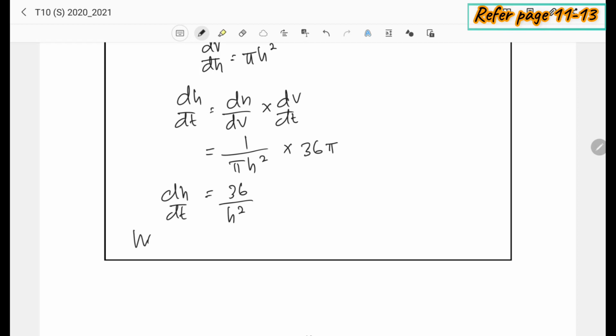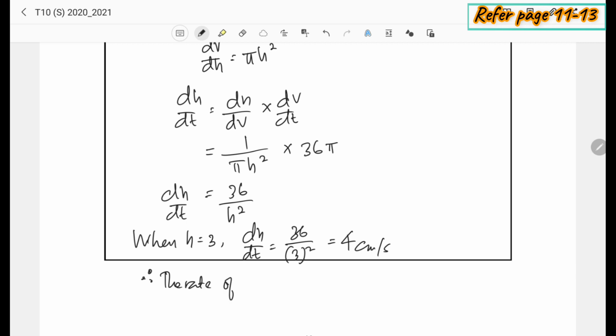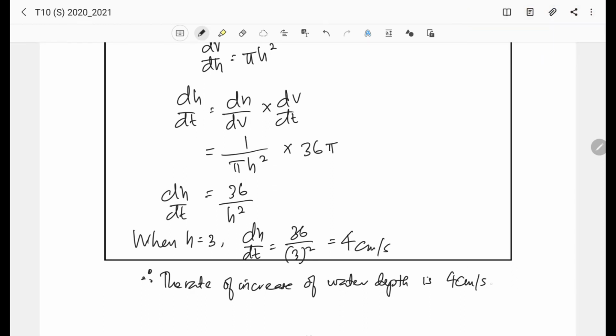When h equals 3, dh/dt is 36 over 3 squared. That is in cm per second. So hence, the rate of increase of water depth is 4 cm per second.